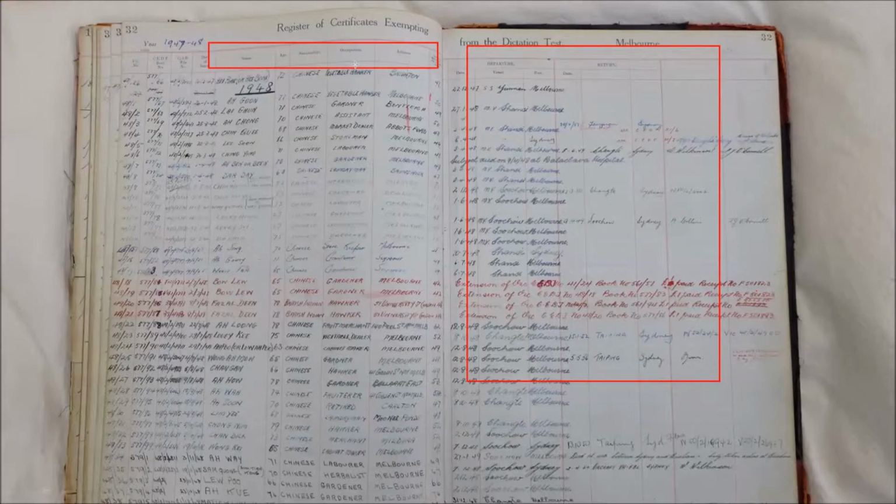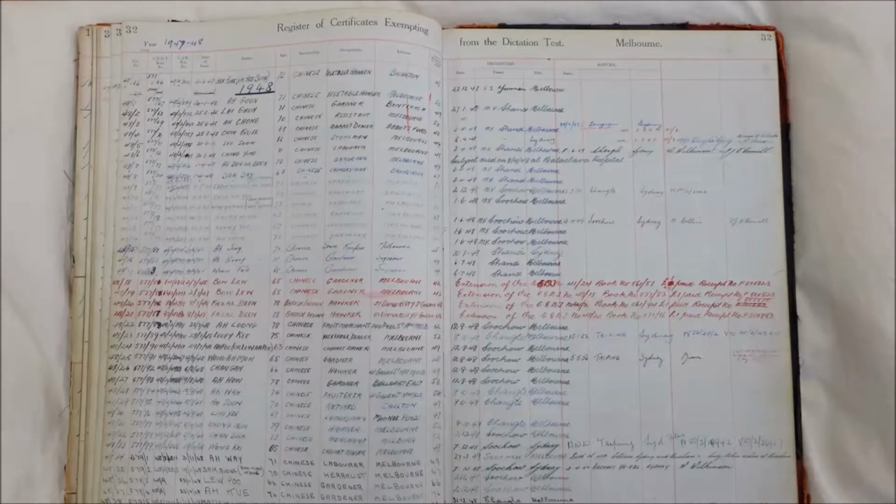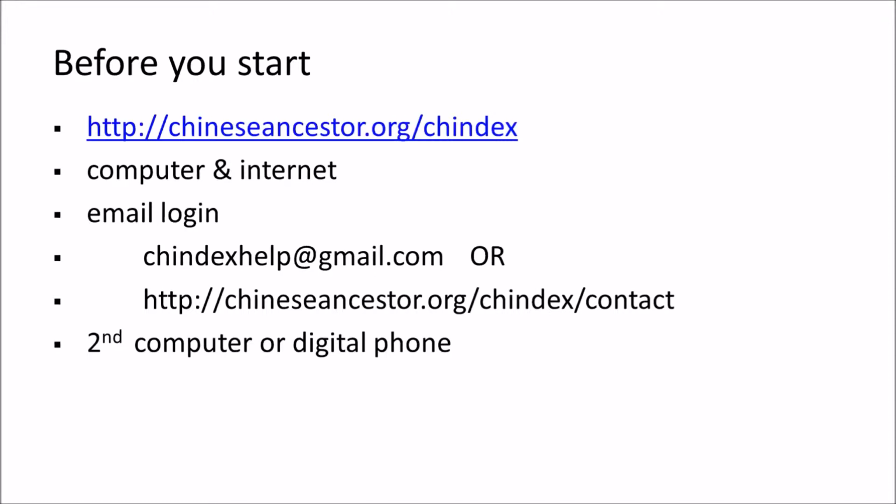Let's have a look to see how the system actually works. Before you start, there are a couple of things that you need to know. The Chindex system, including the data entry part of the Chindex system, is here, chineseancestor.org/chindex. You will need access to the internet and a computer, whether it is a desktop or a laptop, it will work fairly well. You need to have a login, and this login will be your email address, and allocated to your email address is a number of pages that is specific for you.